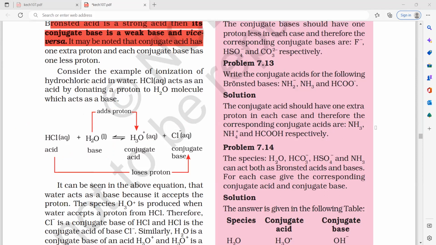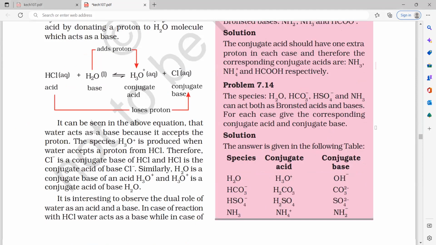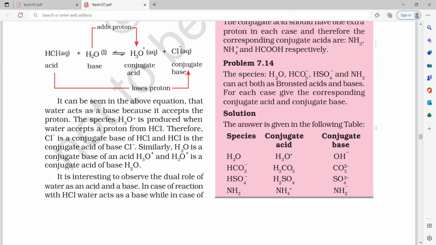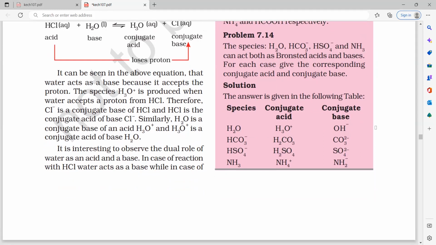It can be seen in the above equation that water acts as a base because it accepts the proton. The species H3O positive is produced when water accepts a proton from the HCl. Therefore, Cl negative is the conjugate base of HCl, and HCl is the conjugate acid of the base Cl negative. Similarly, H2O is the conjugate base of the acid H3O positive, and H3O positive is the conjugate acid of the base H2O.